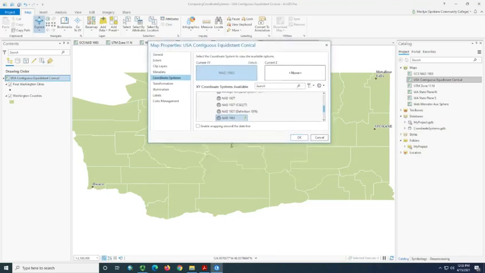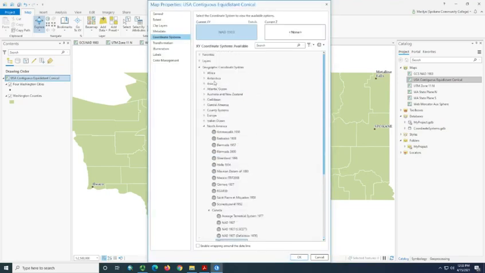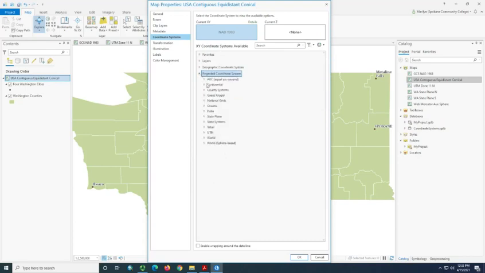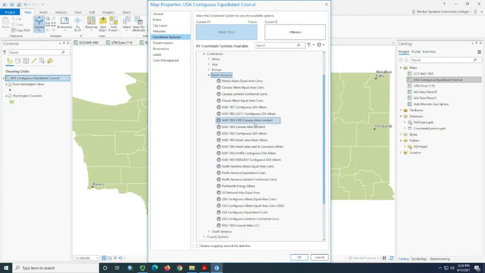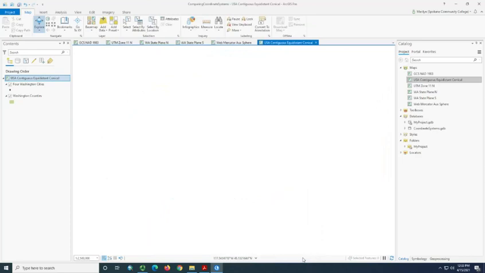So these are all, like I mentioned, projected. And so we're going for USA contiguous equidistant conical. Oh, I can't even remember where I found that one. But I'm going to look for it. Continental maybe? North America. Oh, yep. Continental North America. USA contiguous equidistant conical. Yes, not Albers conical, but USA contiguous equidistant conic.